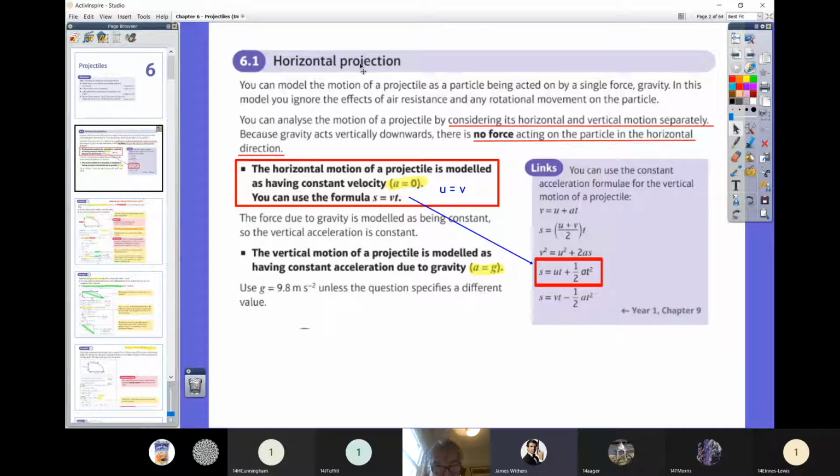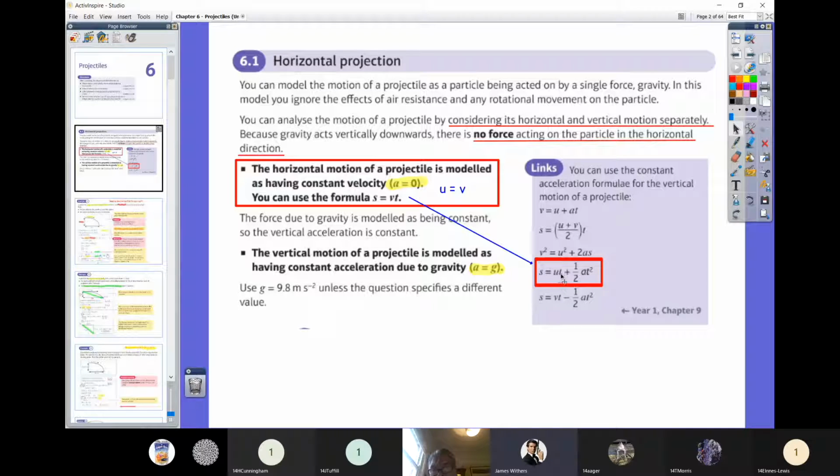gravity. Okay, so you've got to get into the habit of, when you're considering the horizontal motion, that there's no gravity in play, so acceleration equals 0, and therefore the distance that you travel is simply the velocity times the time. Just think of it as being from s equals ut plus half at squared. If we don't have any acceleration, that second term disappears, so s equals u times t.